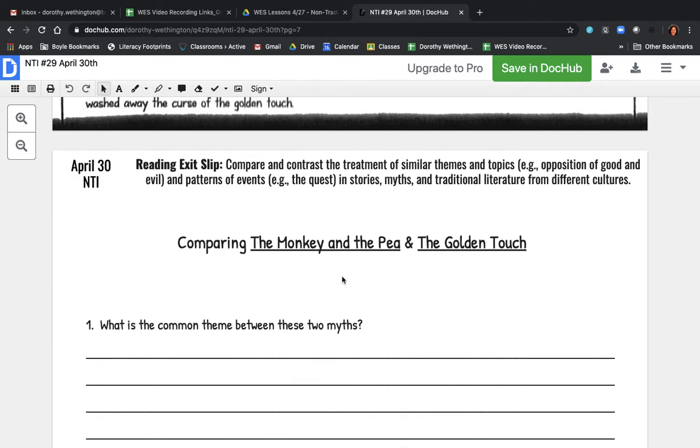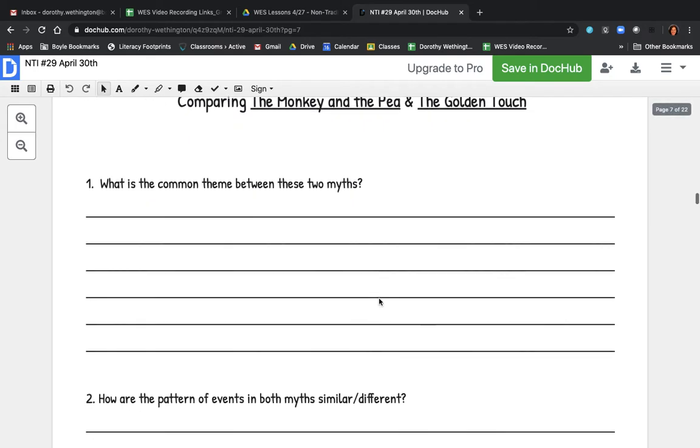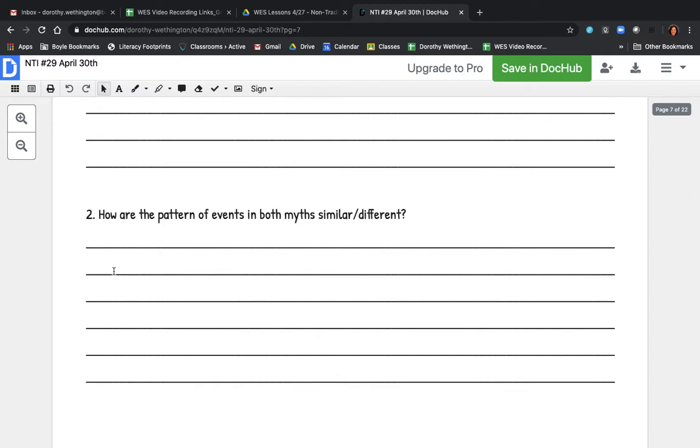Comparing The Monkey and the Pea to The Golden Touch. Question 1. What is the common theme between these two myths? Question 2. How are the patterns of events in both myths similar, and how are they different?